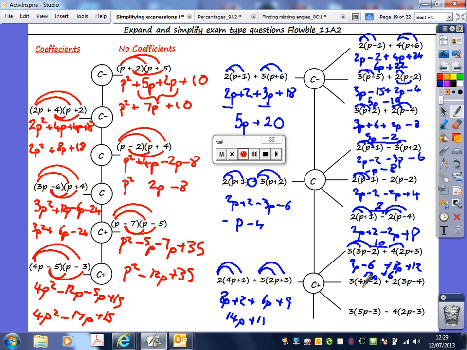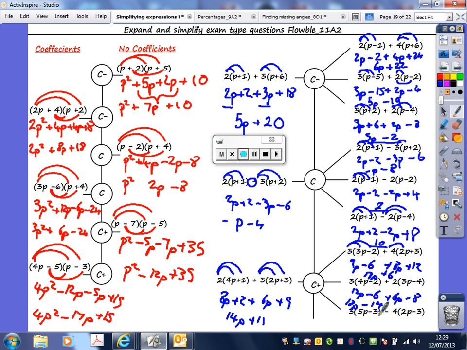3 times by 4p is 12p. And then we've got 3 times by -2, -6. Then we've got over this side 2 times by 3p, 6p, plus 6p. Then we've got 2 times by -4, -8. So 12p plus 6p, 18p. Then we've got -6, take away 8, minus 14. Because you're starting at -6, take away 8. 1, 2, 3, 4, 5, 6, 7, 8. Minus 14. Okay, last one.